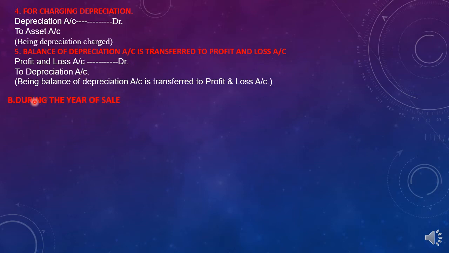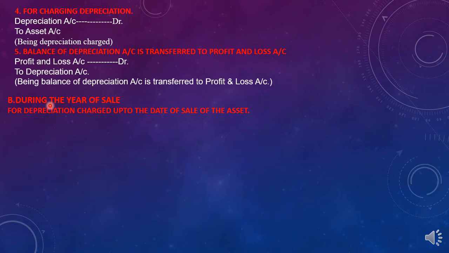Next entry, or we can see the next situation for the fixed asset. For the year in which the asset is purchased or bought, we have seen the entry for that year. Now the case can be different. In any year the asset can be sold, or the fixed asset can be sold in the market. So what will be the accounting entries at that time? So first, students, before selling that asset, we will charge the depreciation for that year up to the date of sale.